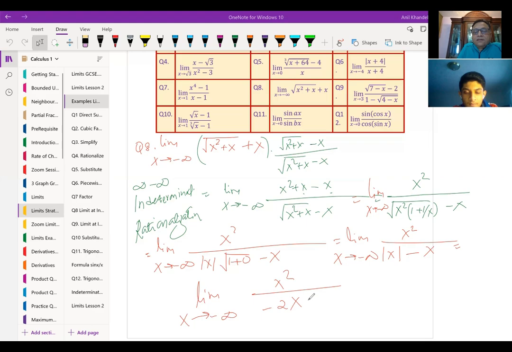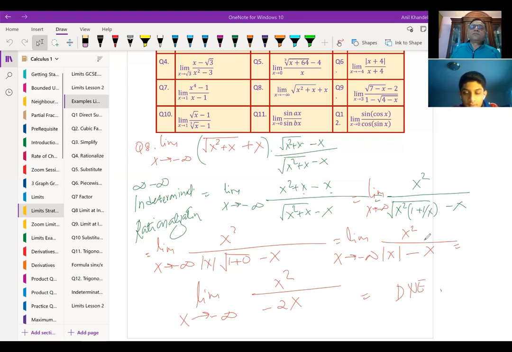Still, it is an infinitely large value. Is that clear to you? Yes. So when you approach minus infinity, it is approaching x, which is an infinitely large value. Is that clear to you? Yes, sir. So this does not exist. So the limit doesn't exist, right, sir?